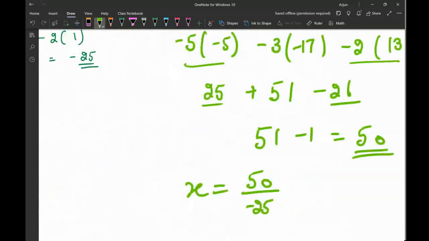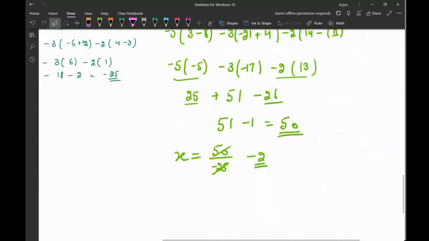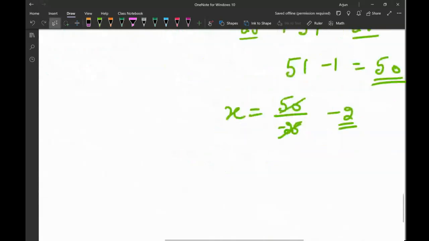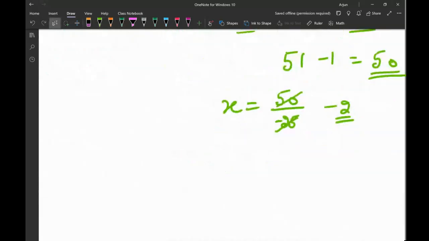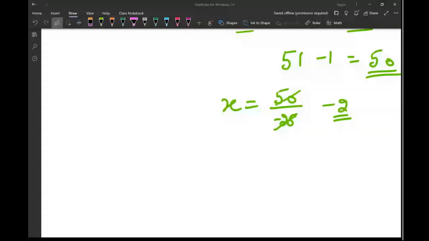And now my x value will be -2. Now I'm going to try and find out the y values. To find out the y values, I'll change column number 2 with the values of 5, 7, and -1. All right.